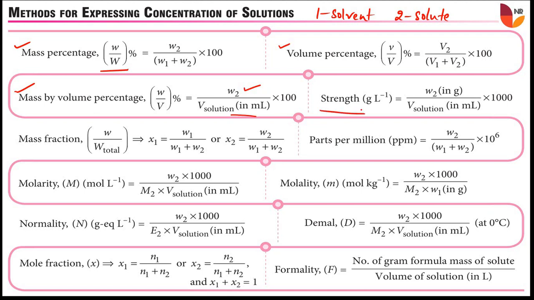That is strength. The unit for strength of the solution is grams per liter. That is the mass of the solute in grams divided by the volume of the solution in ml, into 1000. If the volume of the solution is in liters, it is not necessary to multiply by 1000. That is, strength of the solution is defined as the mass of the solute divided by the volume of the solution in liters.